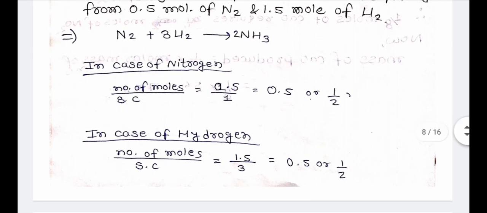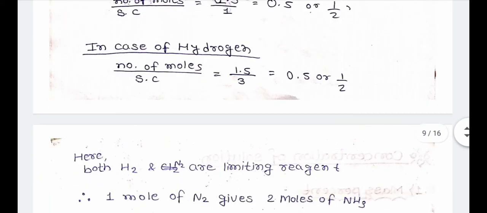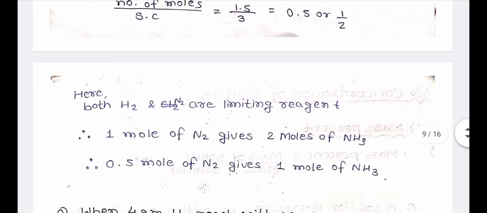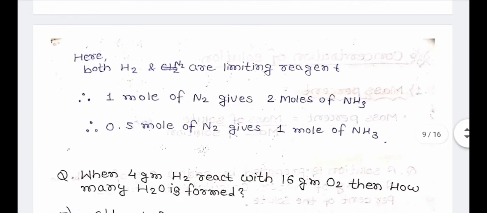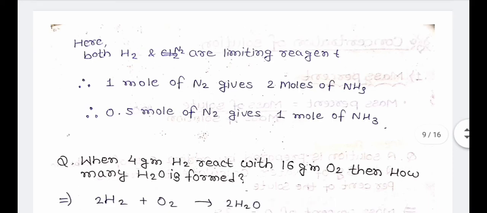And in case of hydrogen, number of moles divided by stoichiometric coefficient is equal to 1.5 divided by 3, which is equal to 0.5 or 1 by 2. Here both H2 and N2 are limiting reagents. Therefore 1 mole of N2 gives 2 moles of NH3. Therefore 0.5 mole of N2 gives 1 mole of NH3.